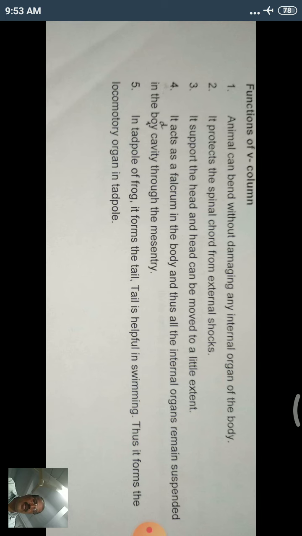This is something about certain vertebrae of the vertebral column of frog.